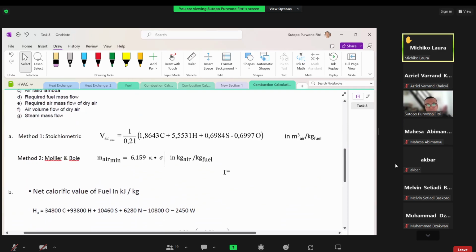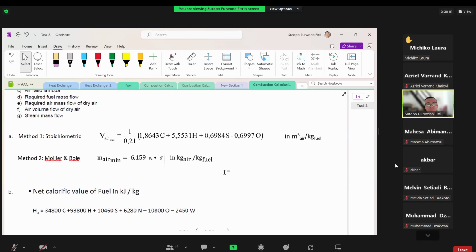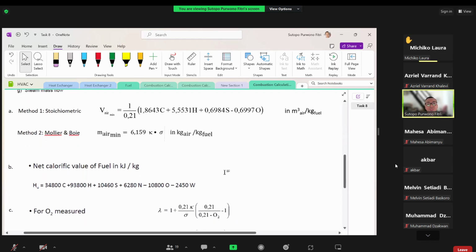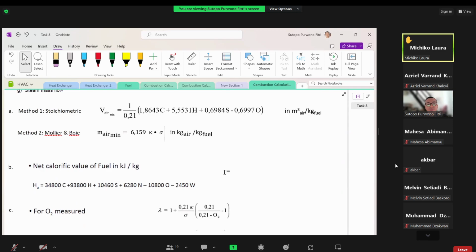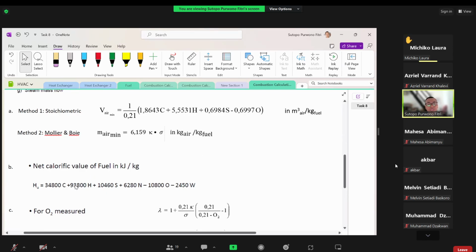Oh, all right, sir. And maybe one more question, sir. For the calorific value of hydrogen, isn't it supposed to be 115,750 kilojoule per kilogram, sir? Yes, that is for the gross caloric value. Oh, all right, sir. But for the net, it is always 93,800. Usually you have a less value for the hydrogen energy.